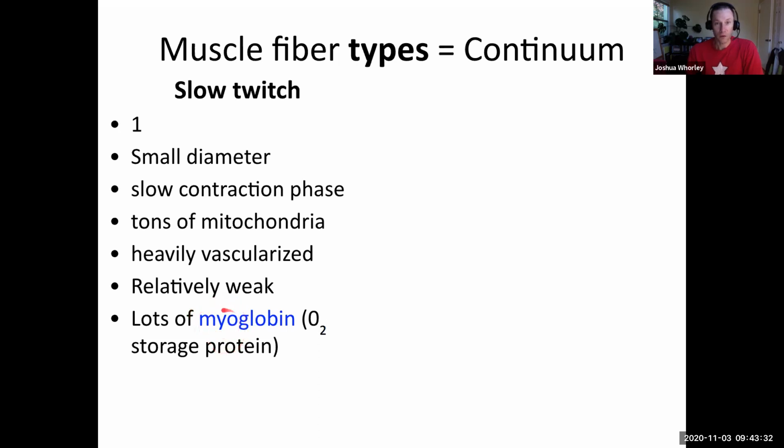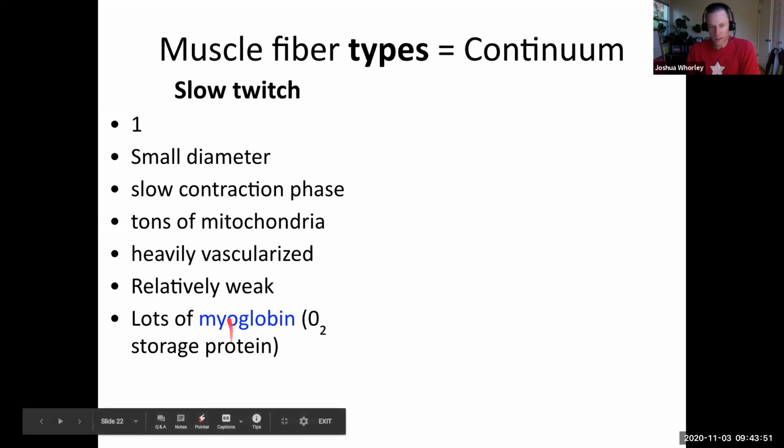Thus the name myo, right, in reference to myofibril, myofilament, in reference to muscle cells, right? So there's lots of myoglobin here. This is basically a way to store oxygen on site within the cell. And you know how important oxygen is to fuel aerobic respiration.